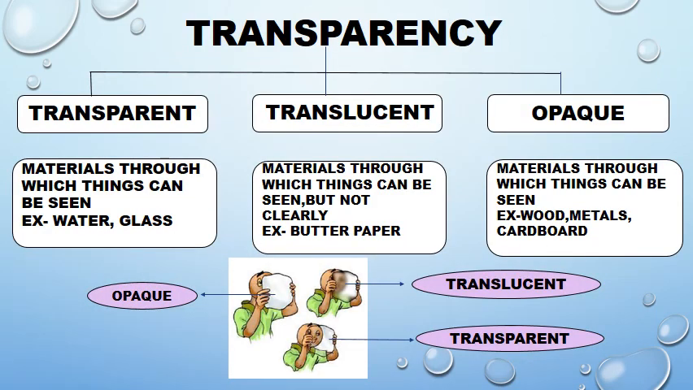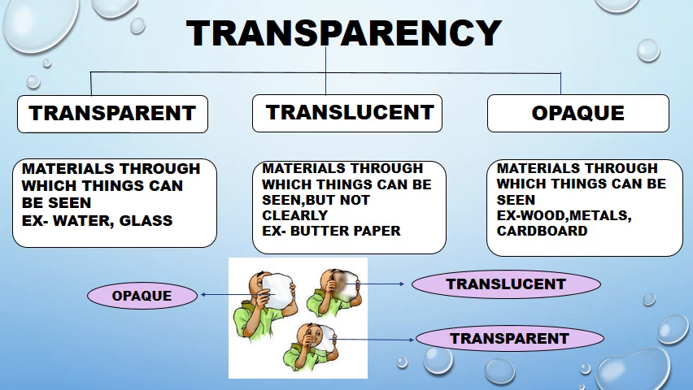Now, the last property which we need to study is transparency. Based on transparency, the materials are divided into transparent, translucent, and opaque. Now, first we will study transparent. The materials through which things can be seen are called transparent materials. For example, you can take glass, water, even some plastic bottles.